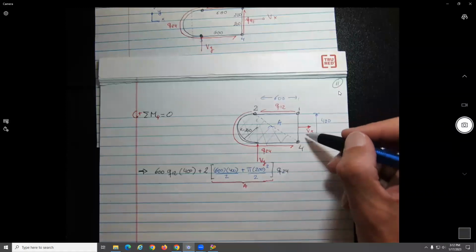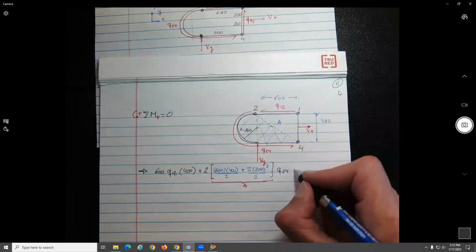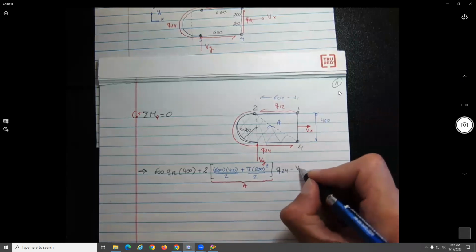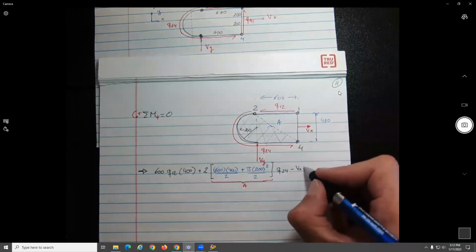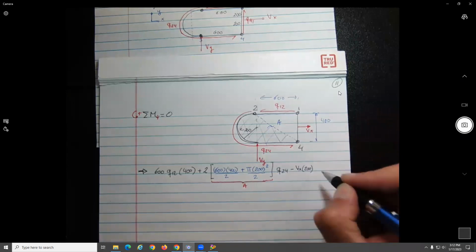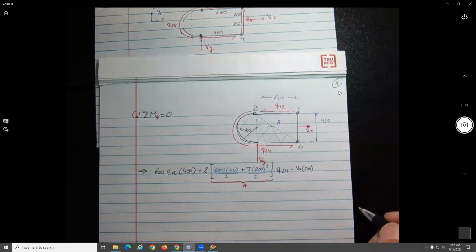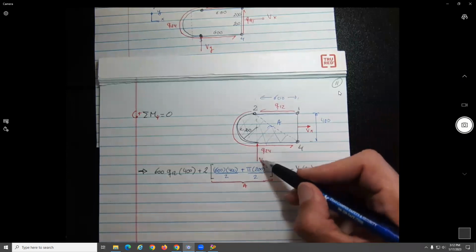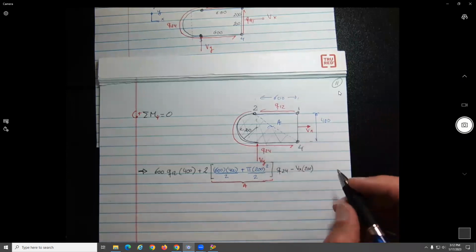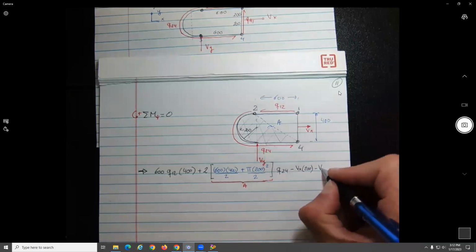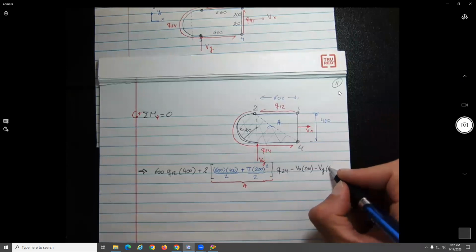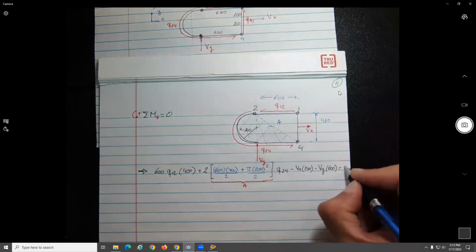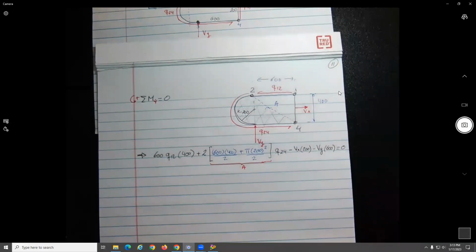What would be the moment created by the VX force? Would it be clockwise or counterclockwise? It would be clockwise, so that would be negative. What would be the value of the arm? And what would be the moment created by the VY? Clockwise or counterclockwise? So negative, clockwise negative, and the arm will be 600 equal to 0.